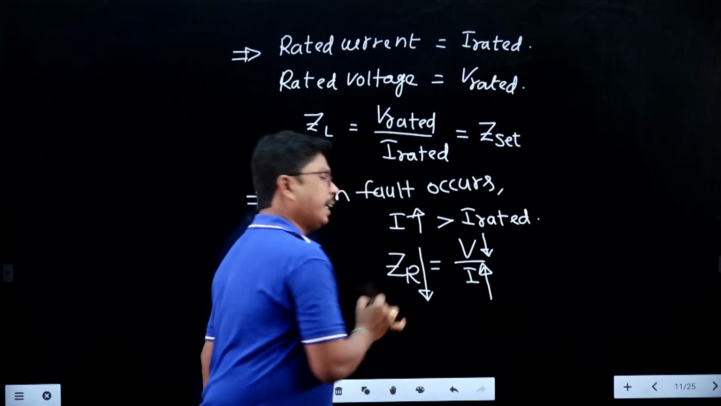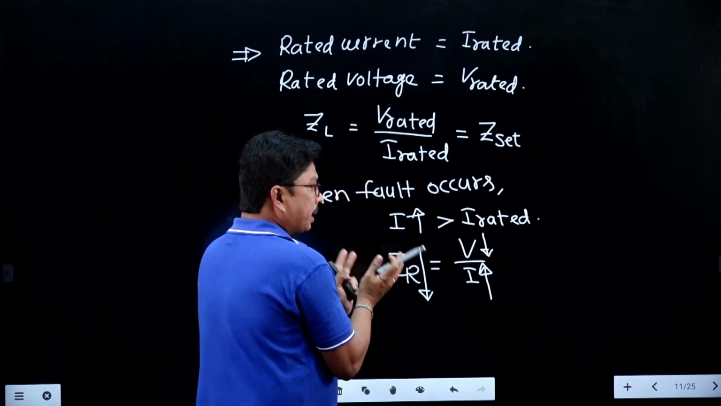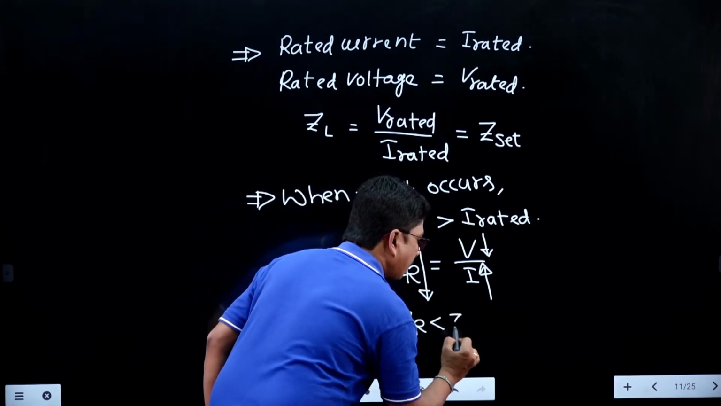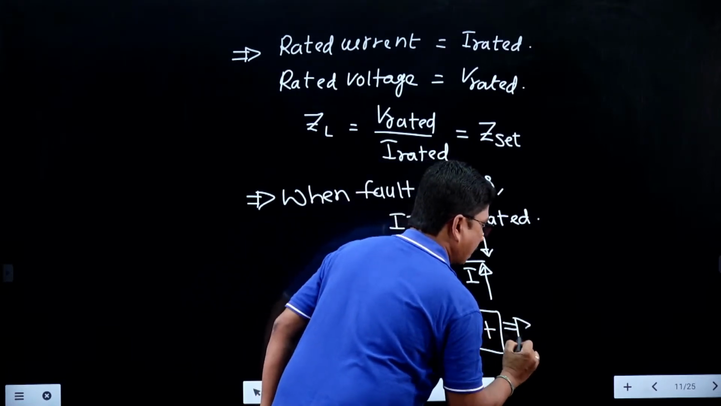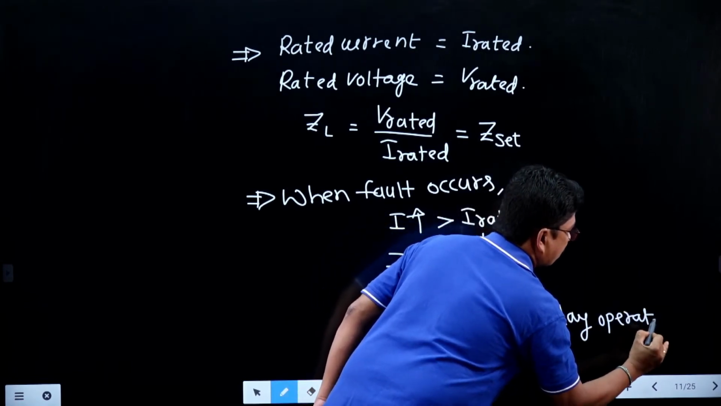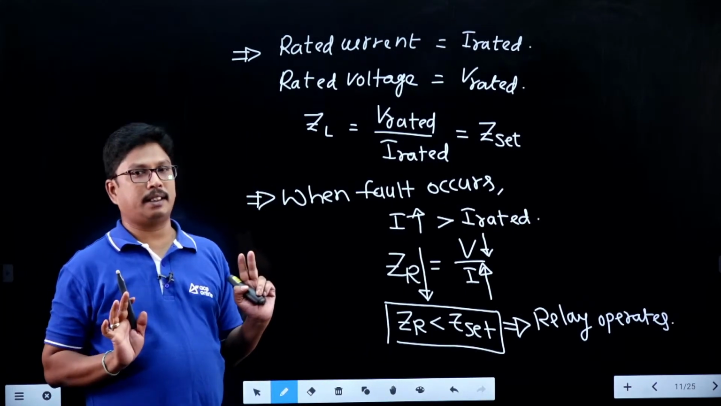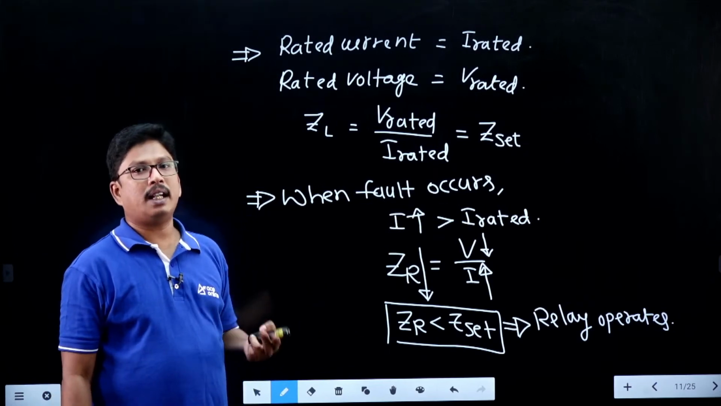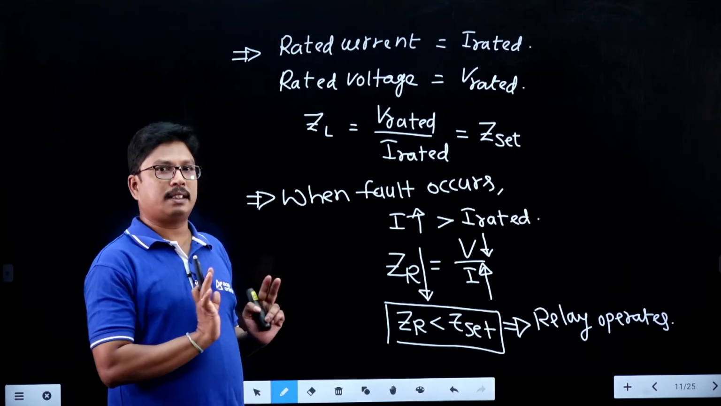The relay seeing impedance will be reducing. Whenever ZR is reducing, we can say there is a fault in the system. If this ZR is less than the set impedance, then the relay is going to operate. Whenever ZR is less than Z set, the relay operates. Whenever ZR is more than Z set, the relay will not operate. Clear everybody? So, this is the operating way of the distance relays.